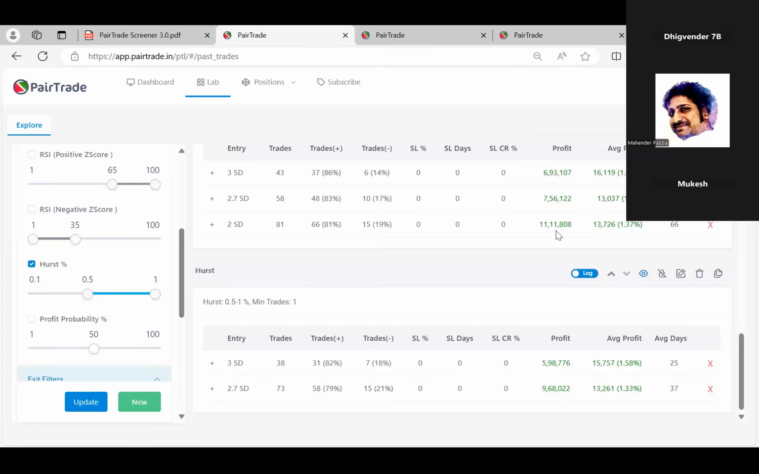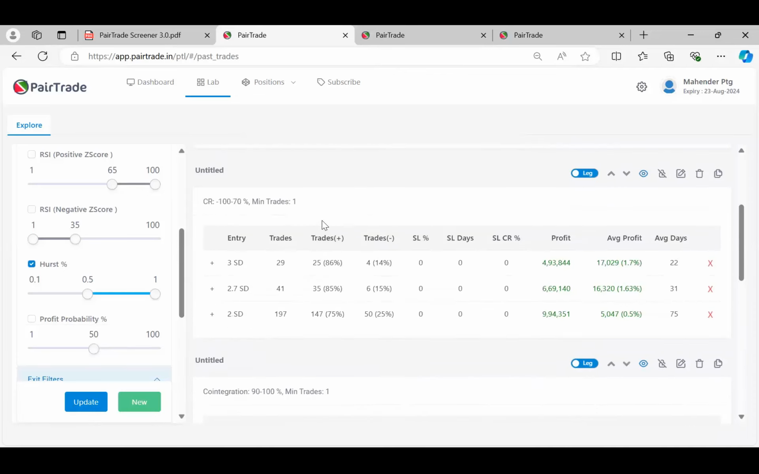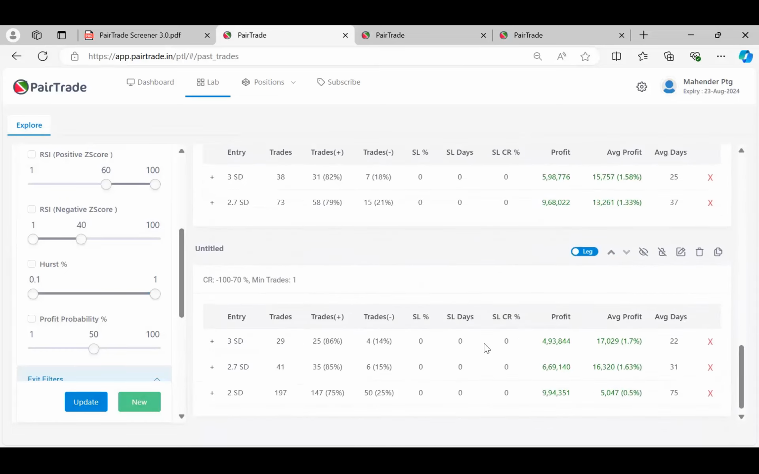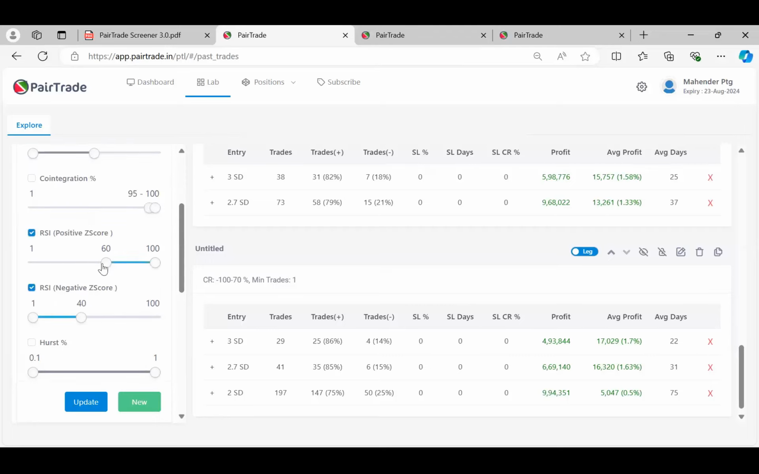Now I can use combinations also. Okay. So for example, we are getting good returns at this combination. So what I do is I duplicate this. Now on top of this, I'll say, okay, correlation, I've used this one. Similarly, I want to overlay it with maybe RSI with 65 and 35, because at this level we got good returns. So I'm using 2 different combinations.